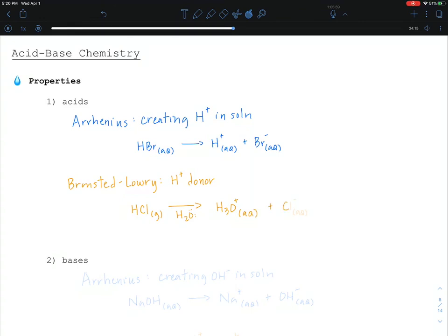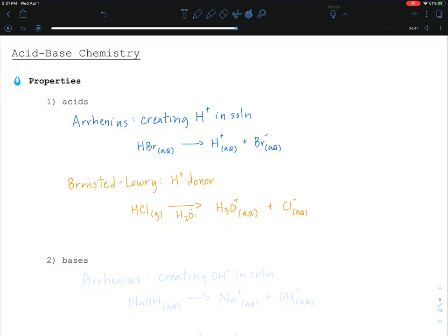And what's left is the conjugate base of the acid, also in the aqueous phase. You could have said the same thing about HBr, right? If that's going to protonate some water, you get the hydronium ion. You can look at it either way. We're either creating a source of H+, or if we look at it from the Bronsted-Lowry perspective, we're saying that HCl in water is a proton donor.